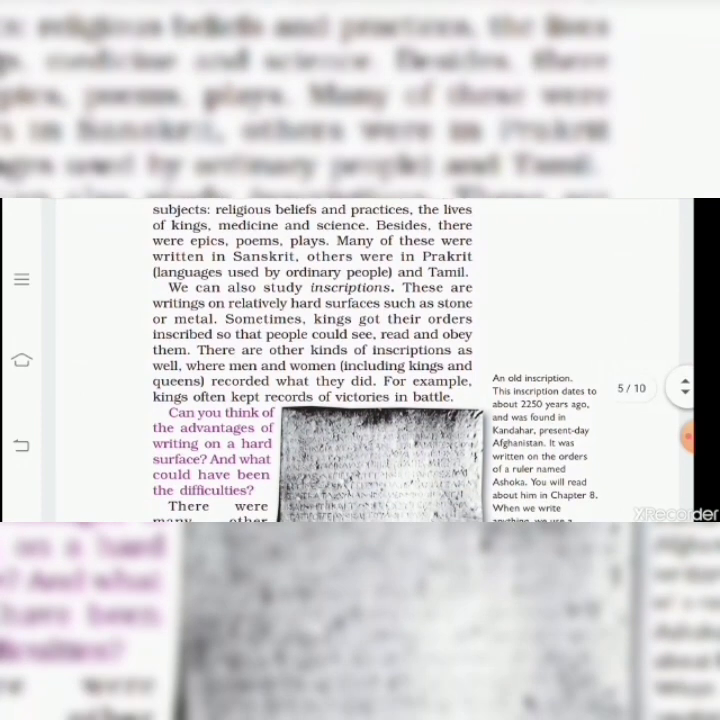Books were generally based on religious beliefs, lives of kings and queens, as well as medicine and science. For keeping records of victories in battles and orders, kings got these things inscribed and sometimes built temples. Inscriptions means the carvings on the stones or pillars.